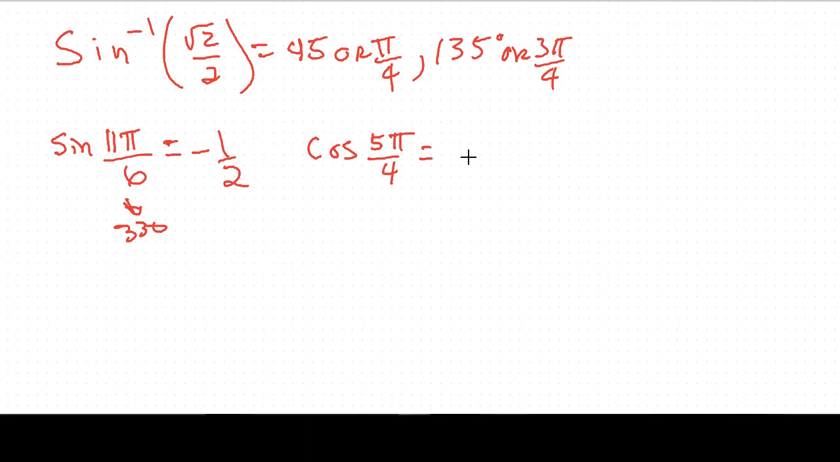4. Oh, that's the 4. So that's the 1, 3, 5. So that's the negative square root 2 over square root 2.